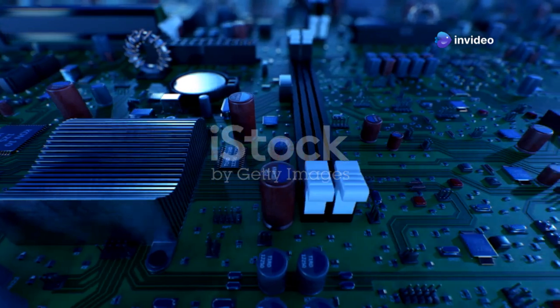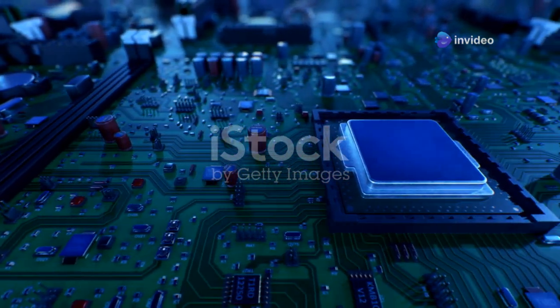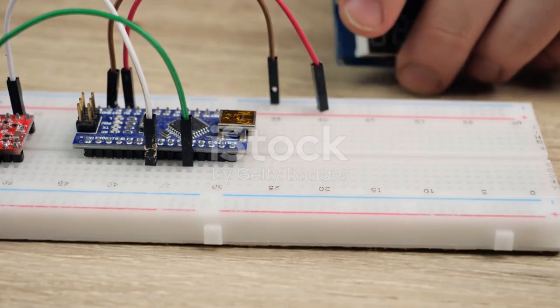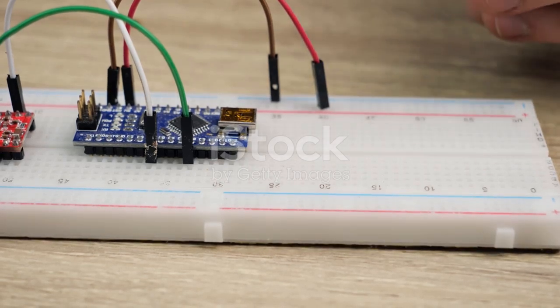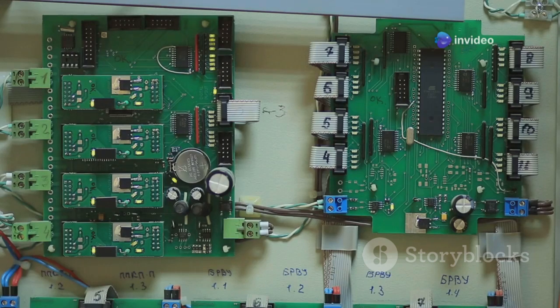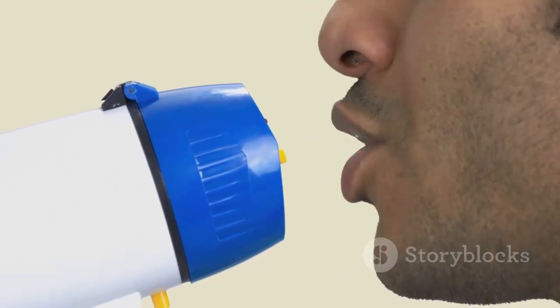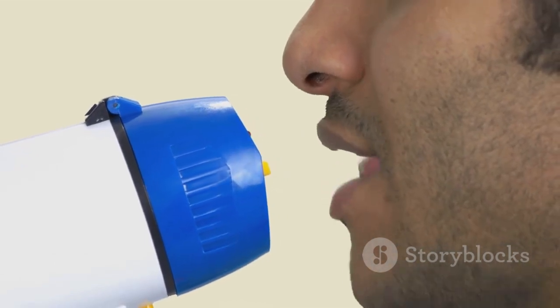Chapter 5. Operational Amplifiers, the Swiss Army Knives of Electronics. Get ready to meet the rock stars of the electronics world. Operational amplifiers, or op-amps for short. These little guys are like the Swiss Army knives of circuits, capable of performing a wide range of functions. Op-amps are basically voltage amplifiers with extremely high gain. Think of them like those megaphones that can amplify your voice to ear-splitting levels.